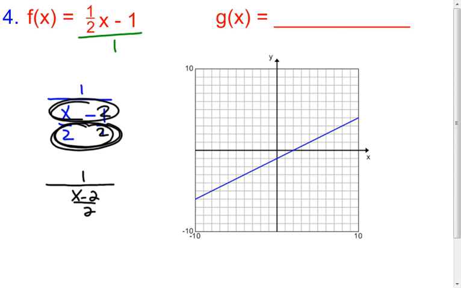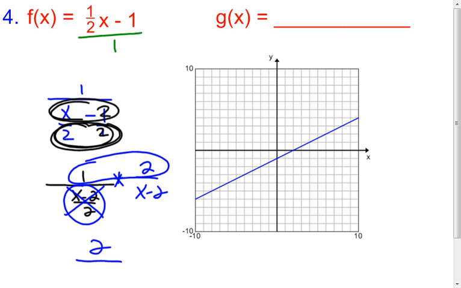Okay, and then instead of taking 1 and dividing by this fraction right here, I can take that 1 and multiply by that fraction's reciprocal instead. So I'm going to cross that off and multiply by the reciprocal instead. Okay, and then across the top I will just have 2, and across the bottom I will have that x minus 2 that's left down there. So the reciprocal function here would be 2 over x minus 2.